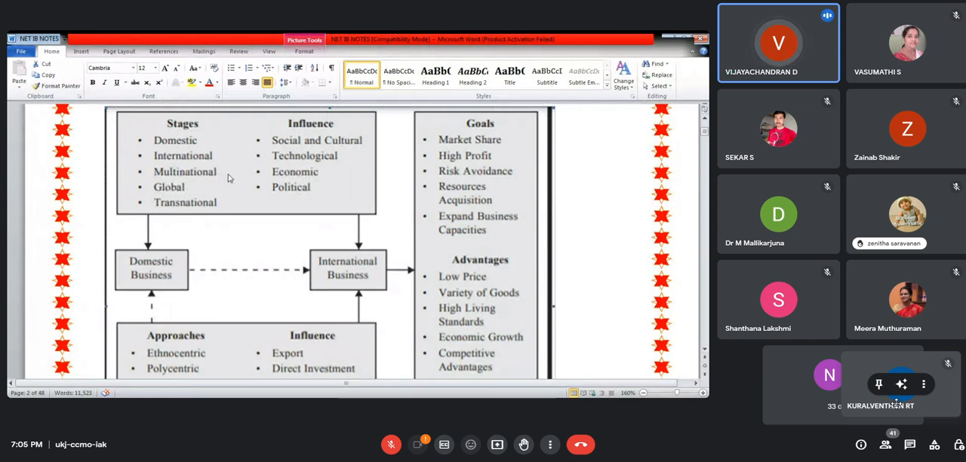Multinational. So these are all the stages. First you will go for domestic trade. Then international means what? You are trading with one country only. Then multinational, more than one country. Globalization, yes, you are establishing your office in more number of countries, but this is the ultimate level. That is transnationalization. In the case of transnationalization, your company product will be available in almost all the countries.